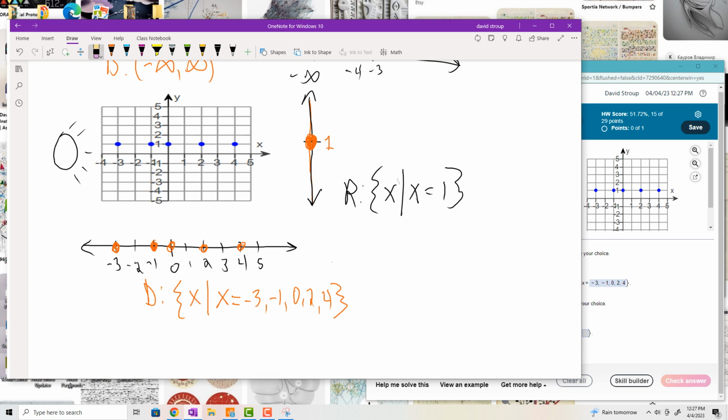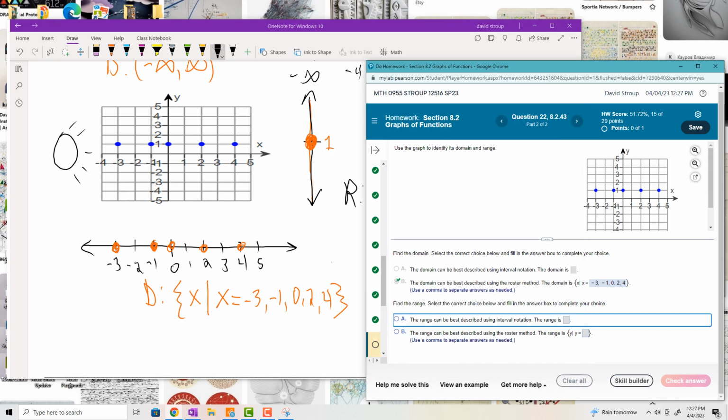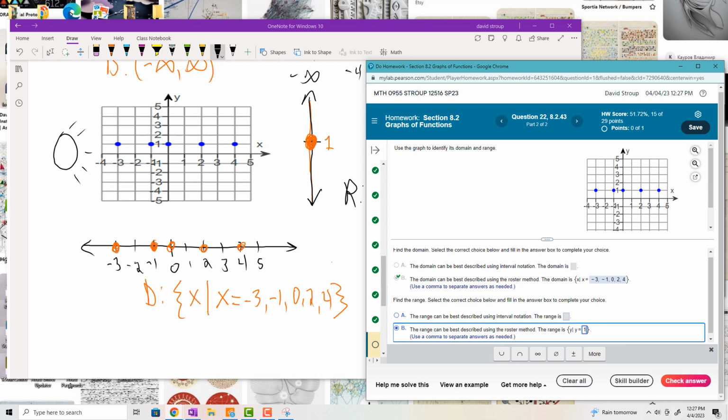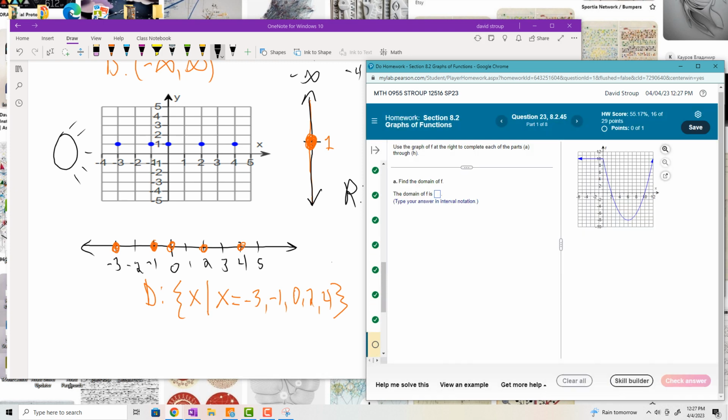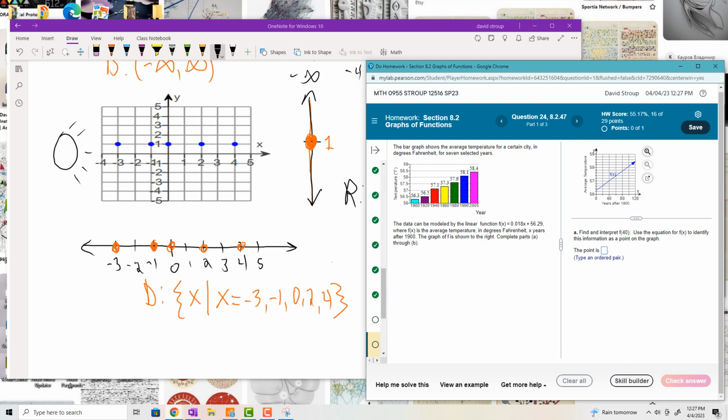So it's y such that y equals 1. So just write 1 in there. Yippee! Okay, so more of the same. So hopefully you can handle that one.